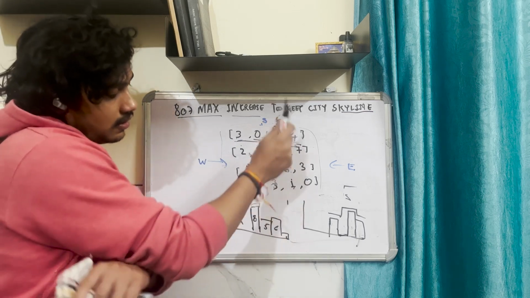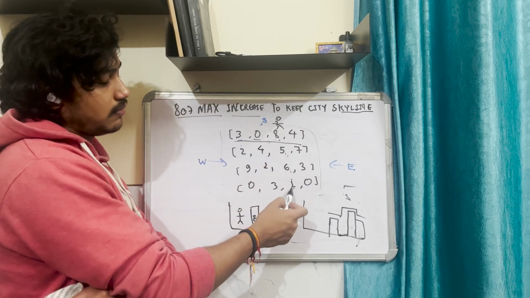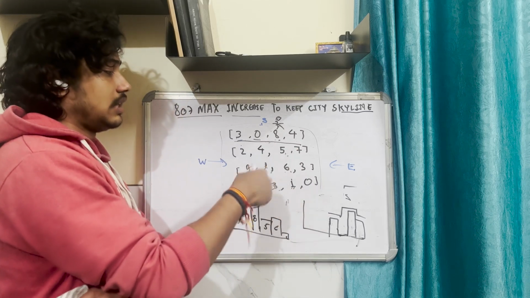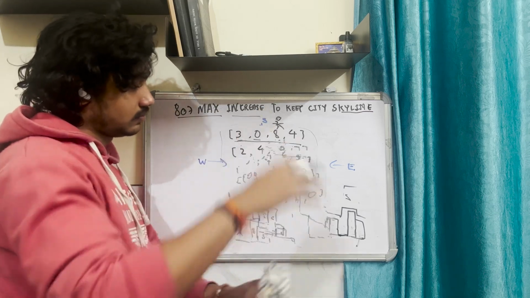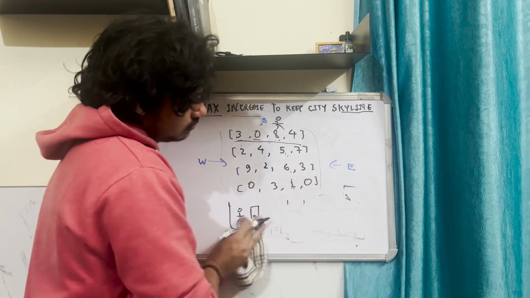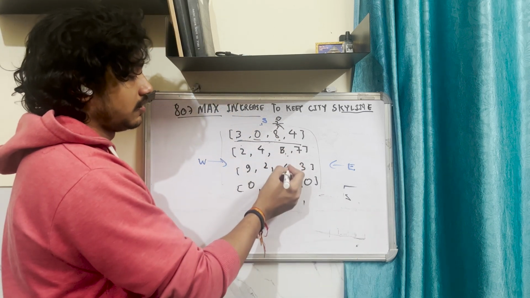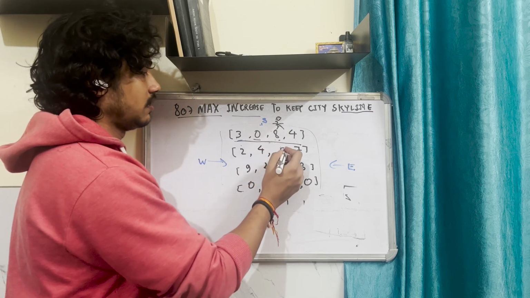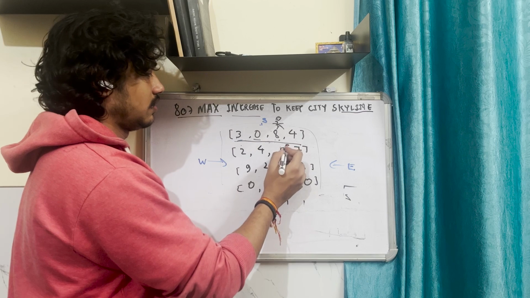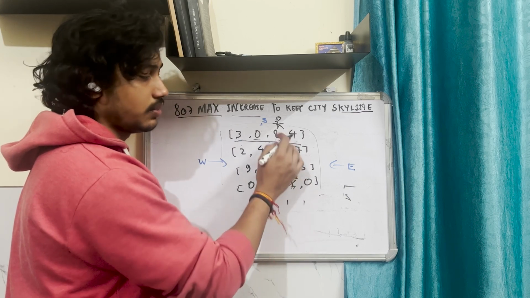Okay, so you can change 5 to 8, 6 to 8, 1 to 8. Let us increase. 5 to 8, 6 to 8, 1 to 8. Okay, it won't change anything.